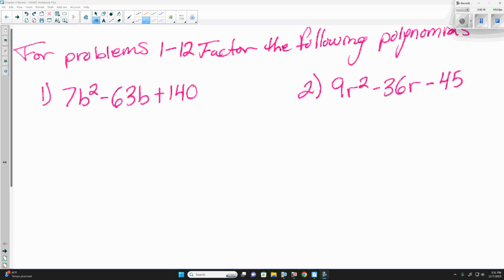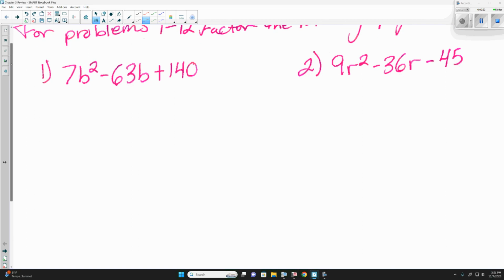Now, the first 12 problems we're going over are factoring polynomials. Quadratics are a type of polynomial function. So all of these quadratics are polynomials that we're going to be factoring.